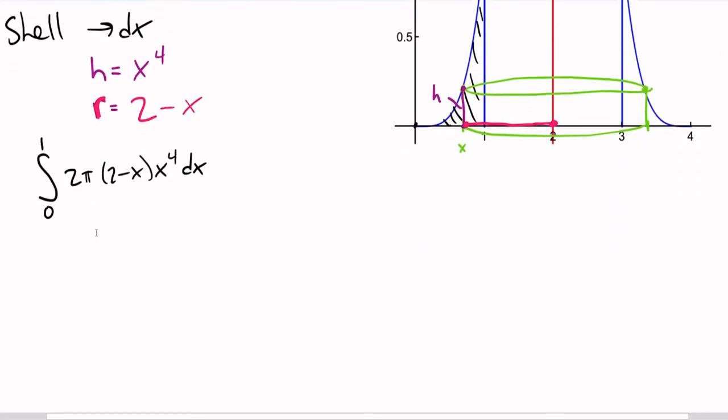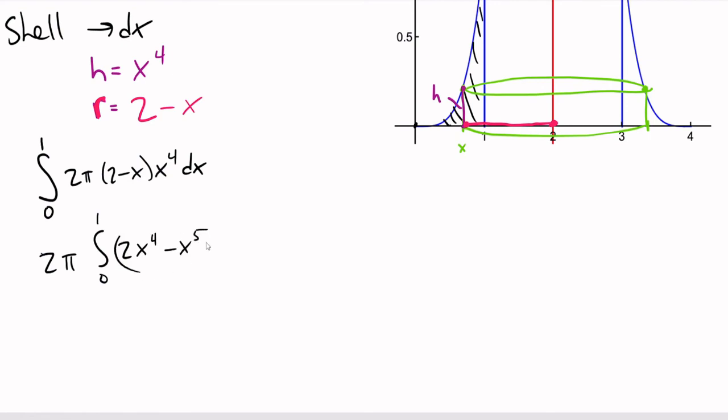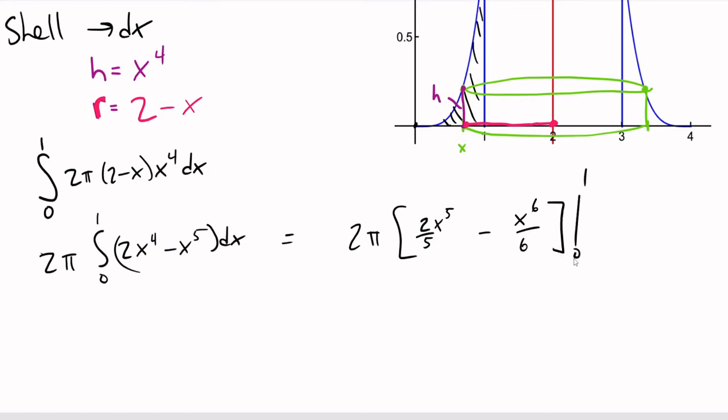Okay, so let's do this integral. Take out the 2 pi, 0 to 1. Multiplying here is 2x to the 4th minus x to the 5th dx. We can do this integral. It's not too bad. So that's 2 pi. Remember, add and divide. So this would be 2x to the 5th over 5 minus x to the 6th over 6, 0 to 1. Woohoo, the zeros will come in here and cancel. So this is 2 pi times 2/5 minus 1/6.